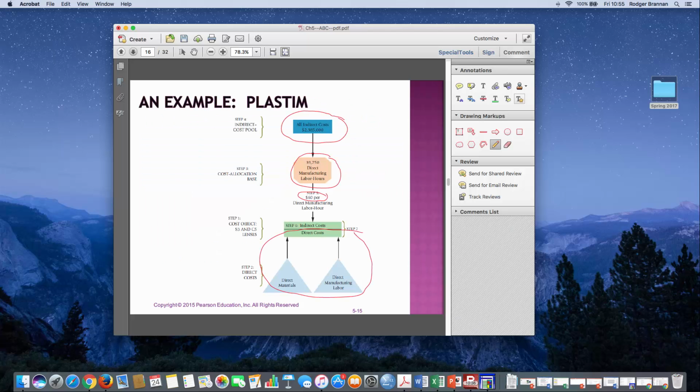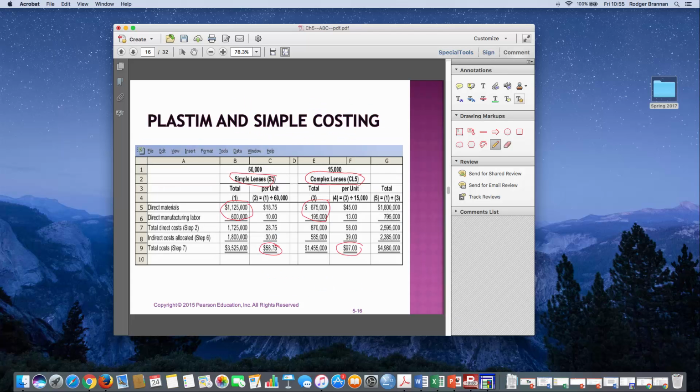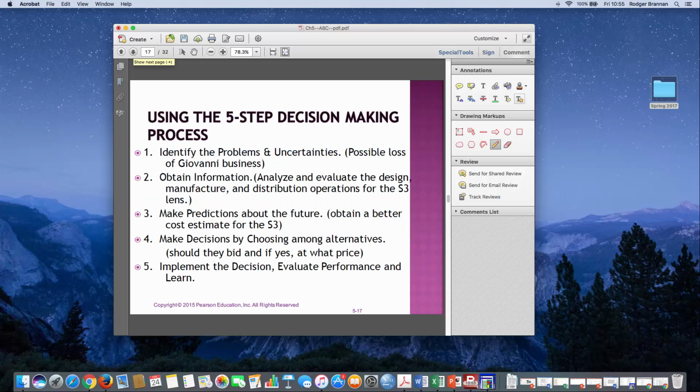And because the complex product may be consuming more of certain costs and less of others, then you may not be getting a good allocation of cost to the respective products. So given that, this company maybe is a very good candidate for activity-based costing.